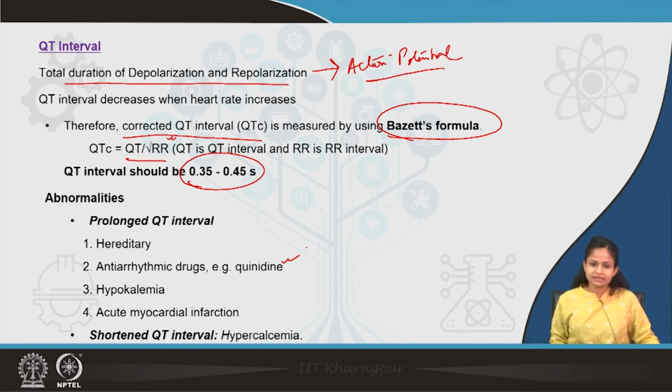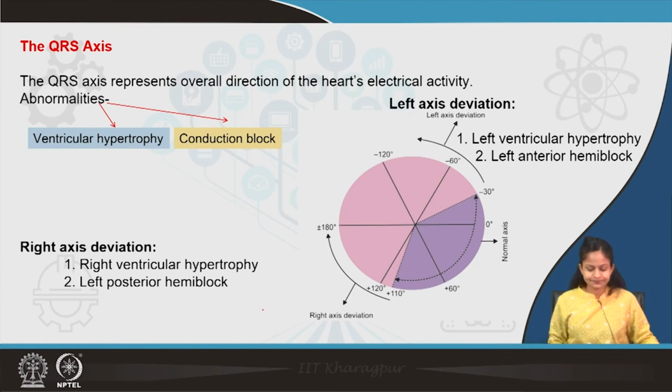In that case, we see the prolonged QT interval. We also see prolonged QT interval in hypokalemia as well as myocardial infarctions. But in case of hypercalcemia, we usually see shortened or decreased QT interval, that is less than 0.35 seconds.